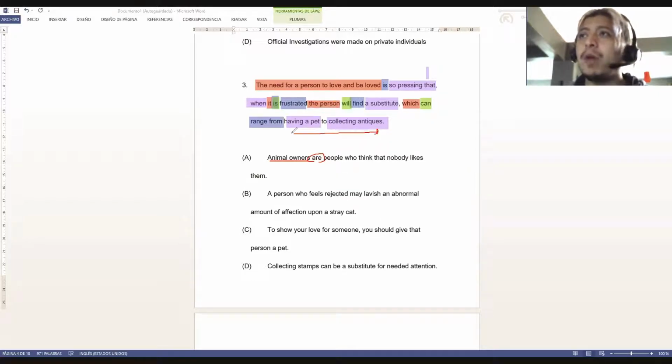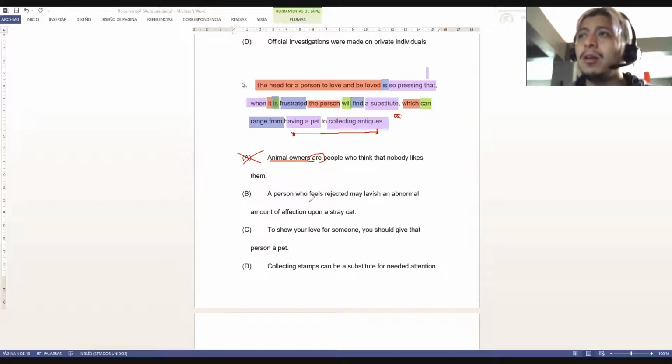Having a pet is one possibility. Collecting antiques is another possibility. Another possibility is that you never do this. Okay, so you will find a substitute, but it doesn't necessarily say that you're gonna get a pet. So if you have an animal, that doesn't mean that you feel rejected or that your need to love and be loved is frustrated. So no, this is just a generalization, and they are not really saying that.